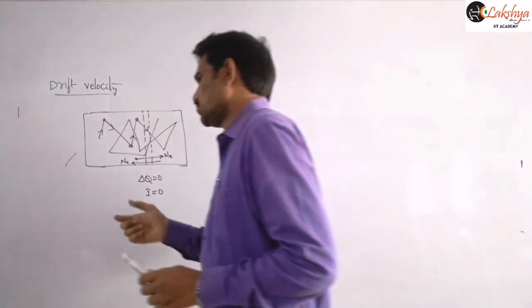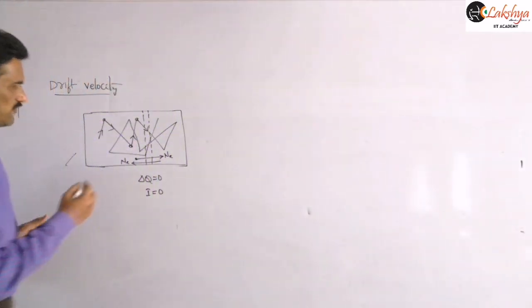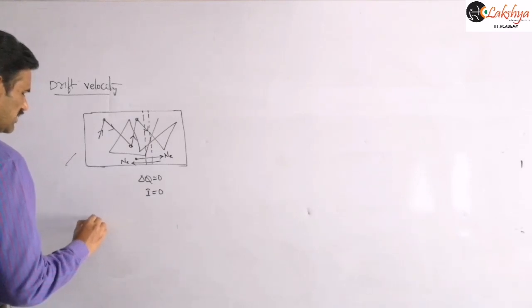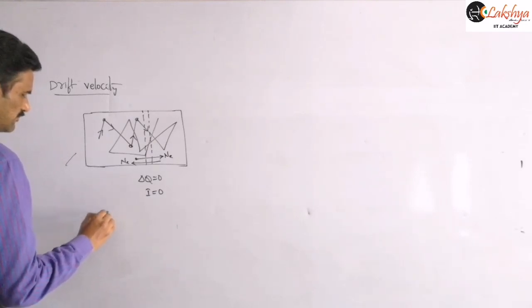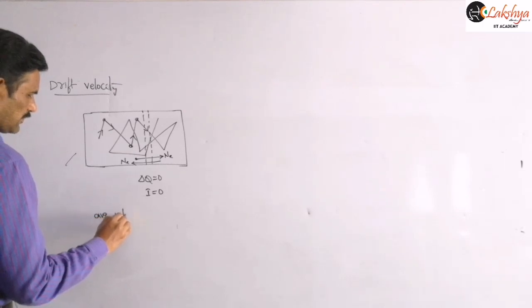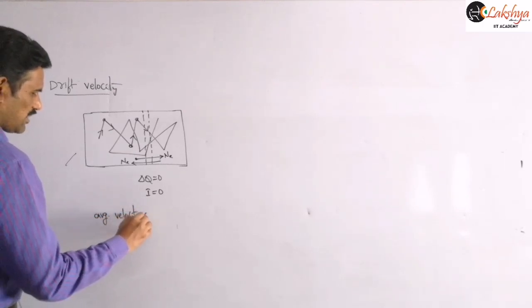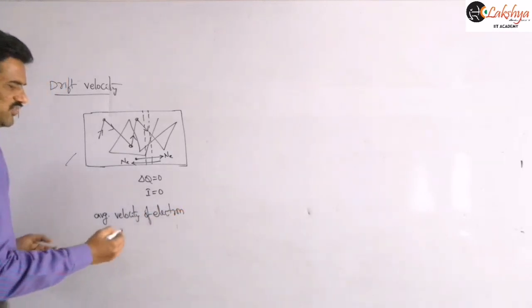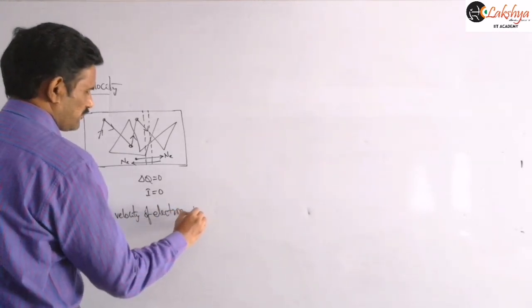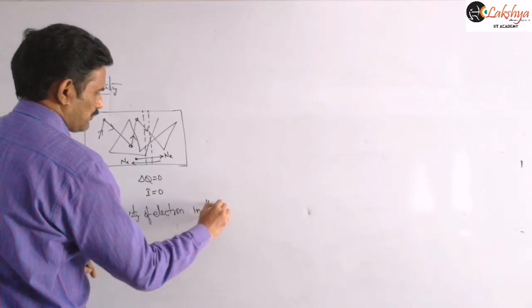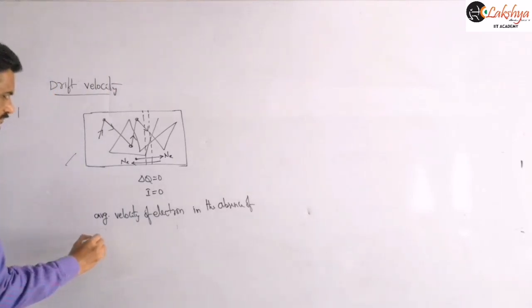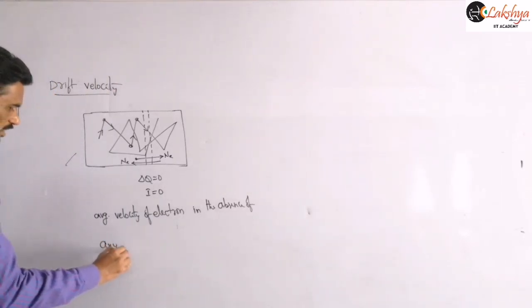And suppose I consider that they are traveling with some initial velocities, say u1, u2, u3. From this what we can conclude is the average initial velocity of the free electrons in the absence of any field.